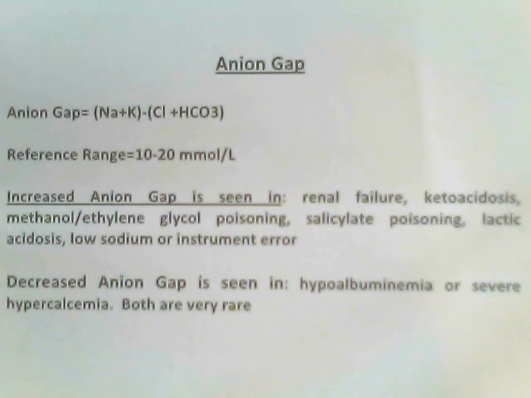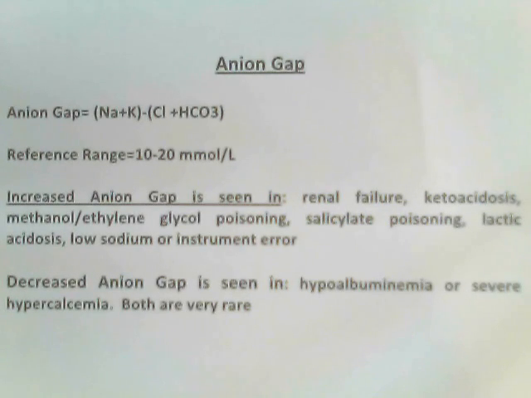We can calculate the anion gap by taking the sodium plus the potassium minus the chloride plus the bicarb level. The reference range for an anion gap is 10 to 20 millimoles per liter. We find an increased anion gap in patients that could have renal failure, ketoacidosis, methanol or ethylene glycol poisoning, salicylate or aspirin overdose, lactic acidosis, low sodium, or there simply being an instrument error. Some analyzers do an anion gap to check to make sure that things are in working order.